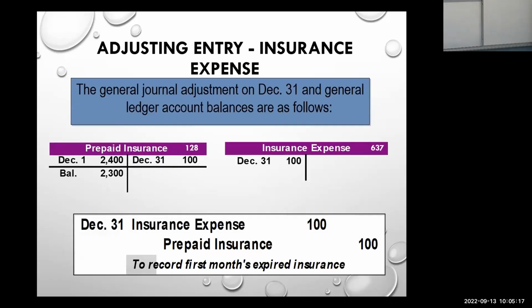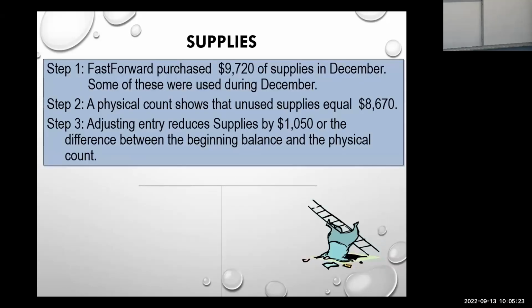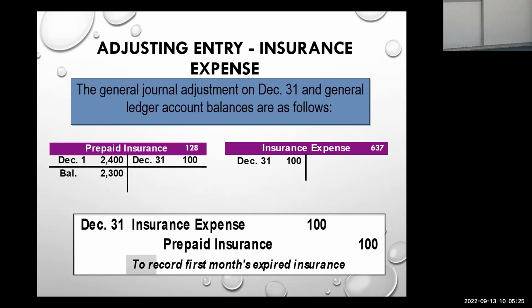And there's your journal entry. Debit, insurance expense, credit. Questions, let me go back. Questions on that. So that's prepaid insurance.